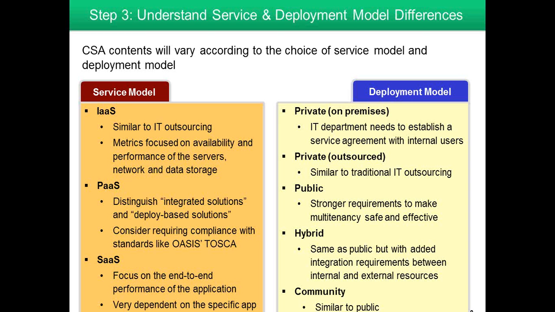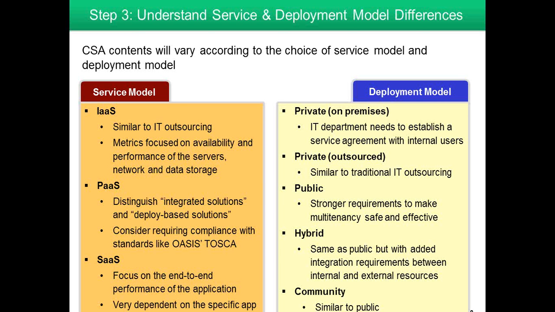But on the other hand, a CSA is still a good idea internally for the IT department to set essentially contractually with its internal users what services it is going to provide. So an internal CSA makes sense. For an outsourced private cloud, this is very similar to a traditional hosting agreement, and there is plenty of literature on IT outsourcing contracts here.